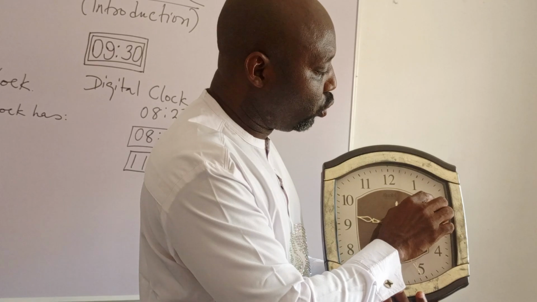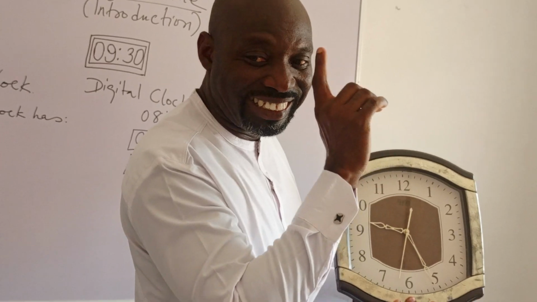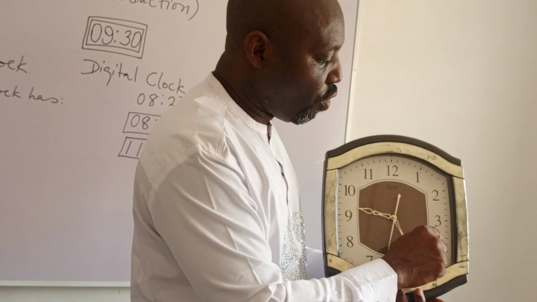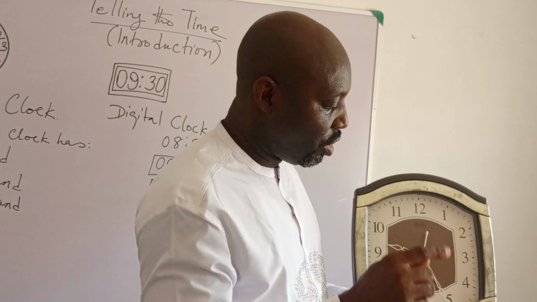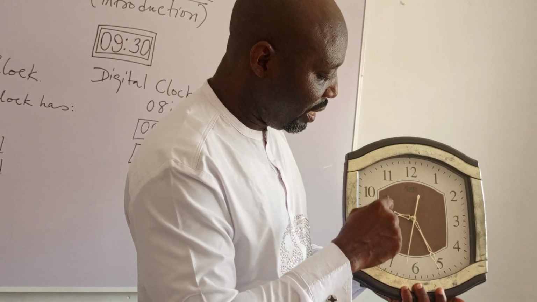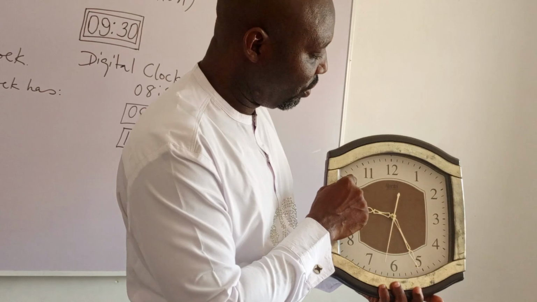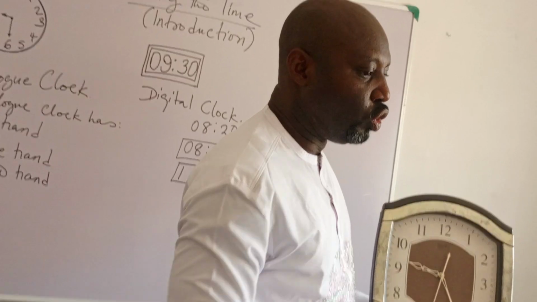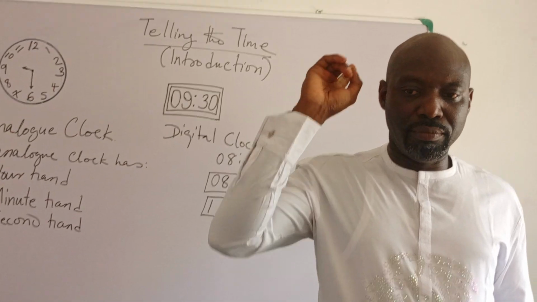So from 1 to 2, it will tick another 5. That means from 12 to 2, it has ticked how many? 10. So up to 3, it has ticked how many? 15. Up to 4? 20. Up to 5? 25. Up to 6, 30. 7, 35. 8, 40. 9, 45. 10, 50. 11, 55. Back to 12, 60. So we say 60 seconds makes 1 minute.